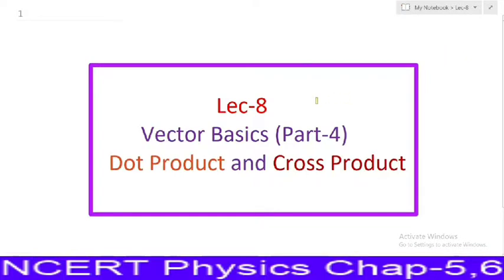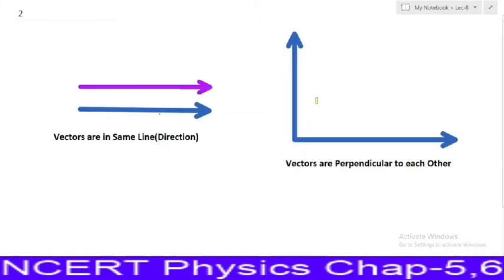In previous lecture, we learned about vector addition and vector subtraction. Now question arises, can we multiply two vectors? So its answer is yes. We can multiply two vectors, but condition is those two vectors should be in same line or perpendicular to each other.